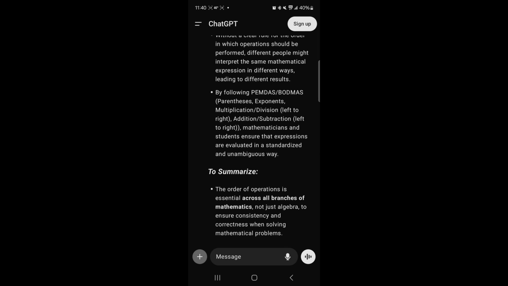It makes no sense. So the order of operations is essential across all branches of mathematics, not just algebra, to ensure consistency and correctness when solving mathematical problems. So, I hope that explanation has been helpful. The next time you hear somebody say, oh, that only applies in algebra, this is simple math. And I hear that one a lot too. This is simple math. This is easy math. This isn't algebra. You just go left to right.